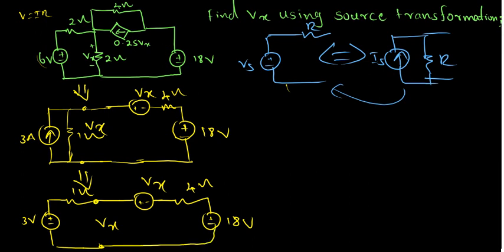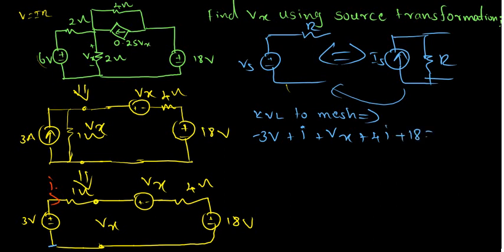That's it. It's a linear circuit, very easy. We can find it from here. Let I be the current passing through this. I'm going to write the KVL equation over this mesh, starting from here: minus 3 volts plus 1 times I plus Vx plus 4I plus 18 is equal to 0.